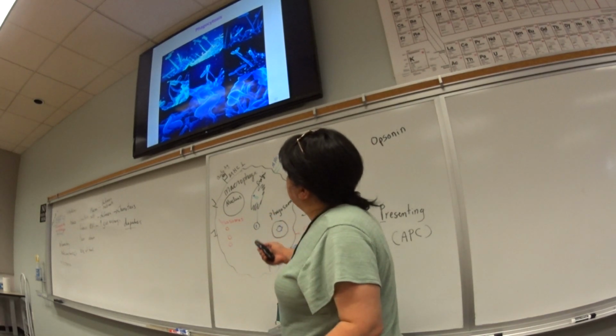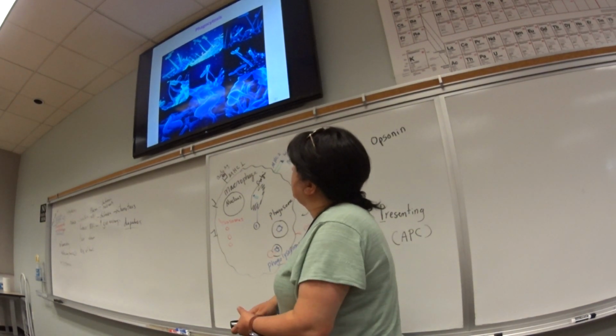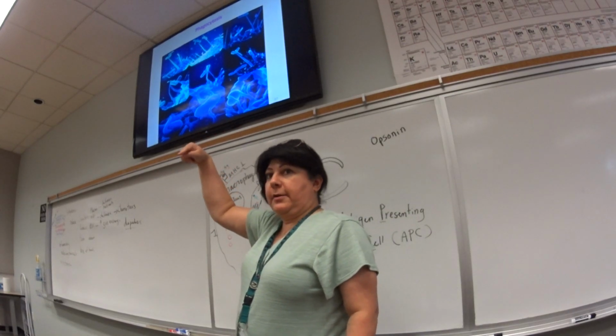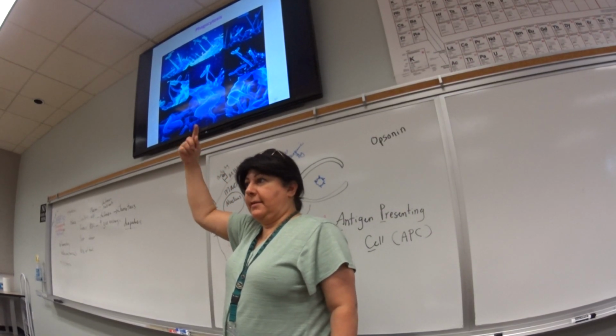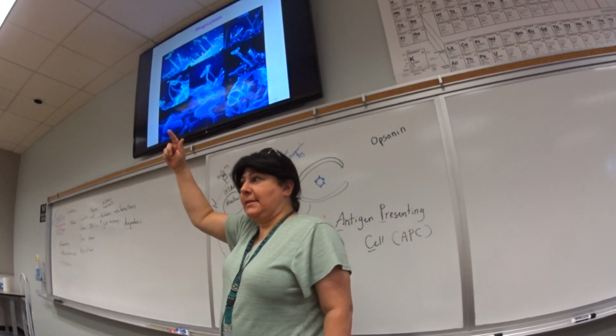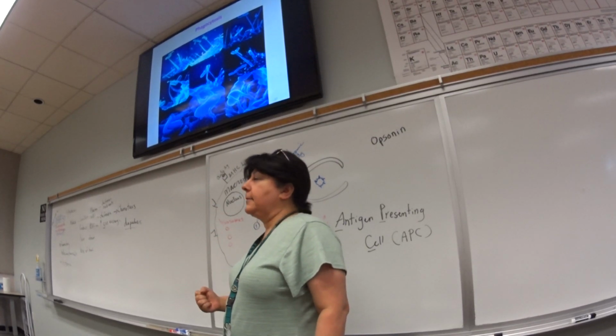So far, these are some of the images. Dendritic cells can actually send one of their dendrites out, wrap it around the bacteria like a lasso, and then pull it in.